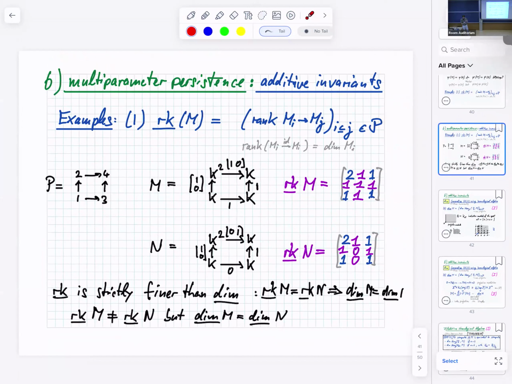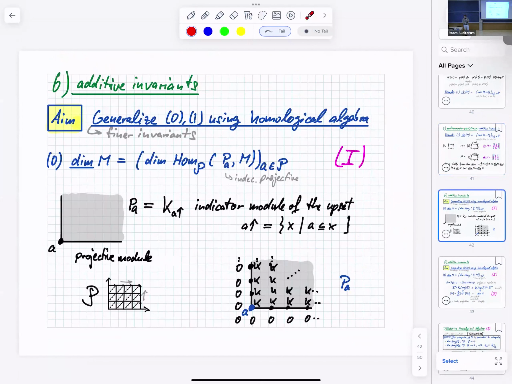And so these are two examples of invariants that are realized in this software Rivet, the dimension vector and the rank invariant. And I would like to talk a little bit about how we can generalize these things using homological algebra. This is really my field where I am working. And we need to talk about some different interpretation of the dimension vector using projective modules and so on and so on. But I'm not going to do this today. So let me stop here.